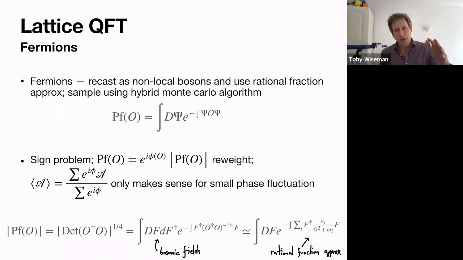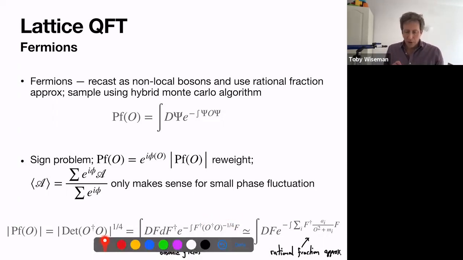Even if you didn't have the sign problem, in this way of dealing with them, it makes the action non-local. Many of the simplest Monte Carlo methods work very well on local actions, but not on non-local actions. But there are more sophisticated ones that work pretty well on non-local actions, and that's the sort of thing that we're using here. So you deal with this fractional power by expanding in a rational fraction approximation. And then you have some non-local action.